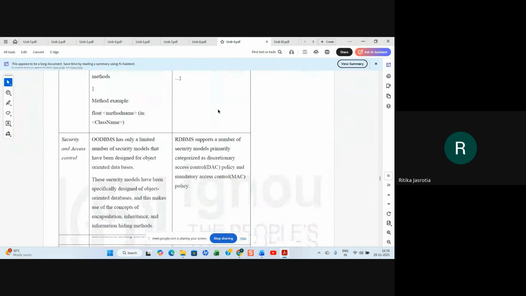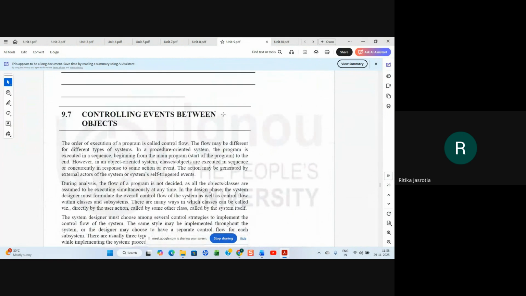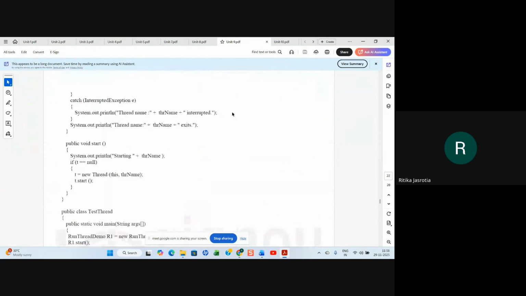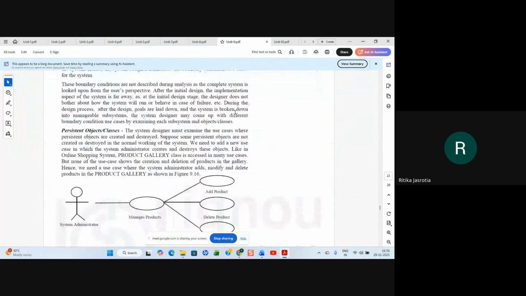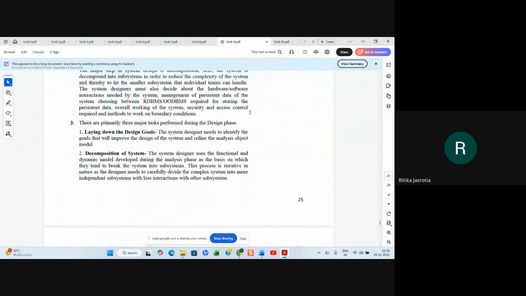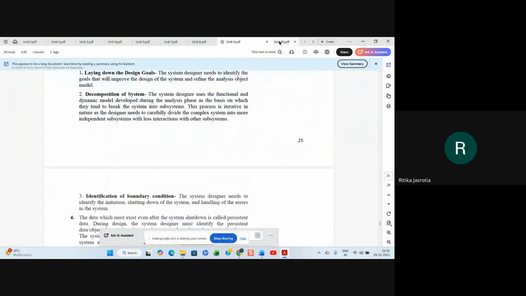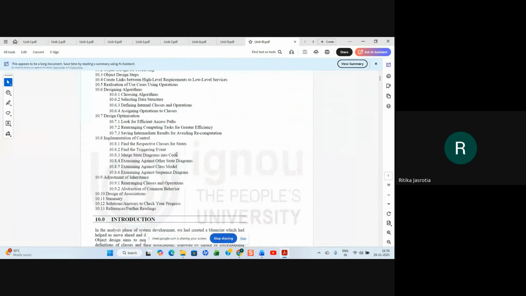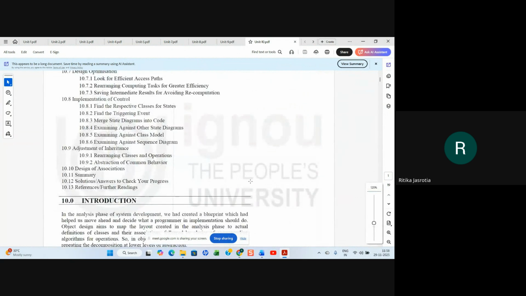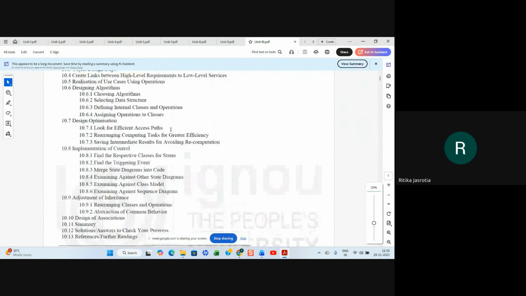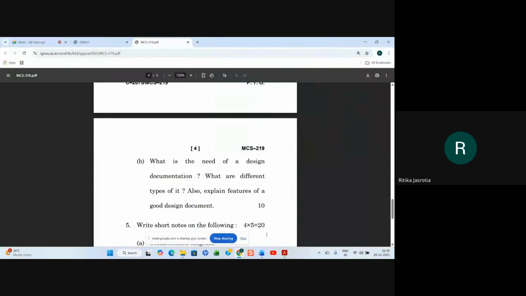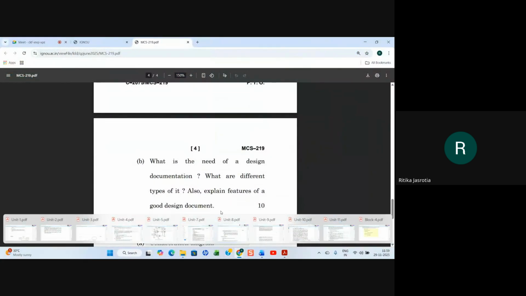The difference is given. Controlling events between objects, boundary conditions. So this is not having that. 10th unit. So they were asking you about what is the need of a design documentation. Okay.